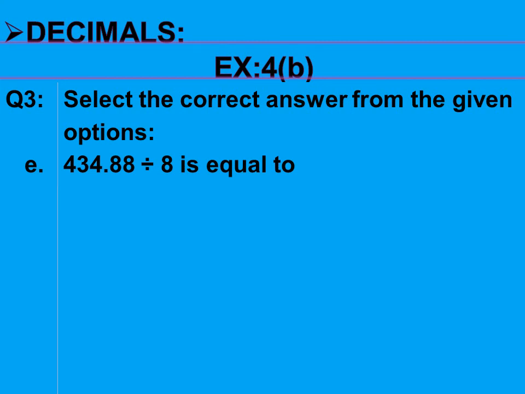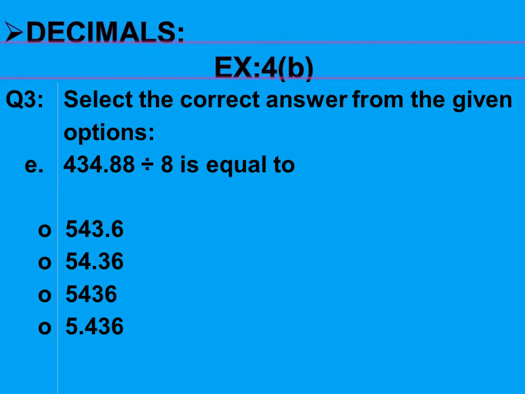Now part E. The decimal number 434.88 divided by 8 is equal to. Yes, again 4 options are given. Okay, dear students. And we have to divide this decimal number by 8. Now let's see, when we divide this given decimal number by 8, we will get the answer 54.36. This means that the second option is correct.